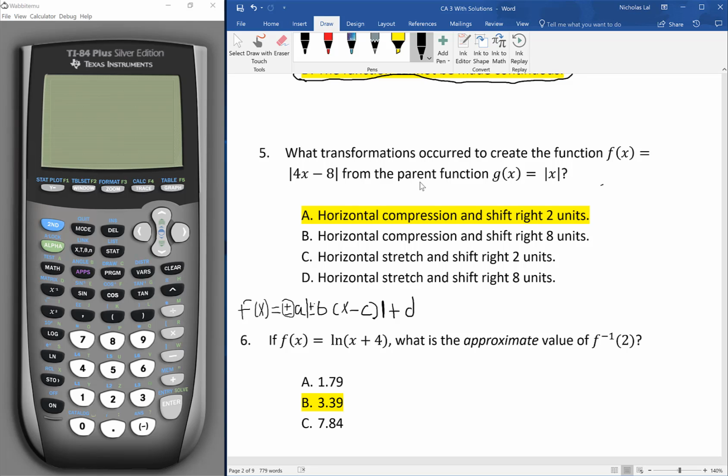That being said, let's analyze this function in function transformation form. We can take this function and do 4 times (x minus 8). We can factor out the 4, and when you factor out the 4, we will have x minus 2. So this will give us a horizontal compression by a factor of 4.